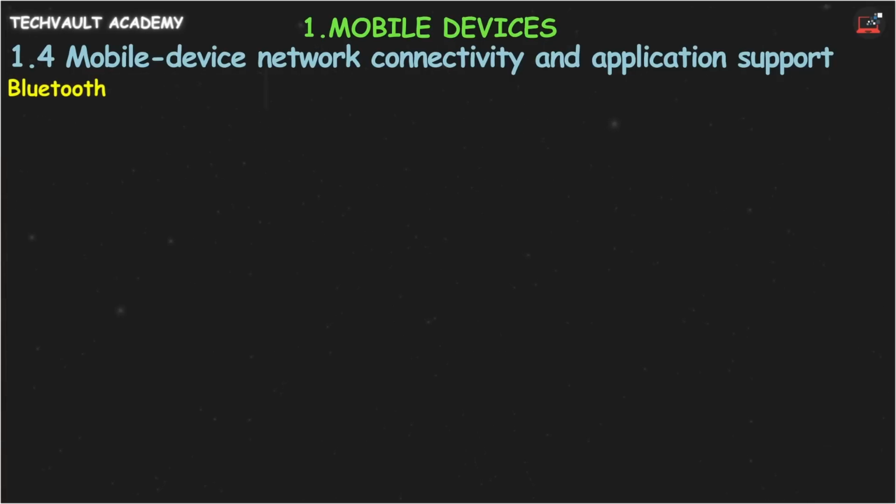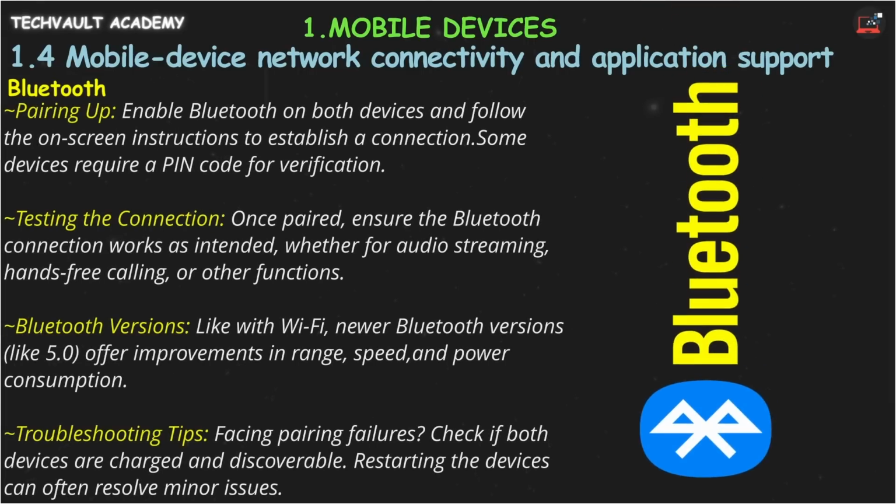Bluetooth, connecting without wires. Pairing up: enable Bluetooth on both devices and follow the on-screen instructions to establish a connection. Some devices require a PIN code for verification. Testing the connection. Once paired, ensure the Bluetooth connection works as intended, whether for audio streaming, hands-free calling, or other functions. Bluetooth versions. Like with Wi-Fi, newer Bluetooth versions, like 5.0, offer improvements in range, speed, and power consumption.